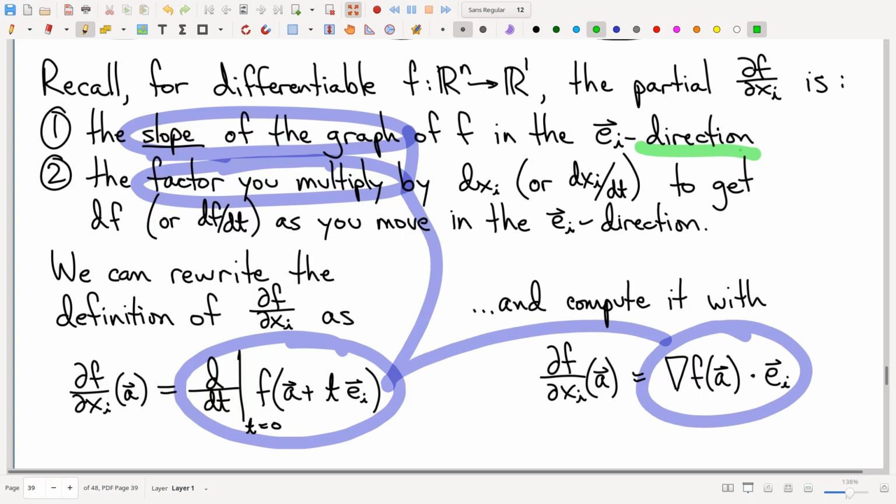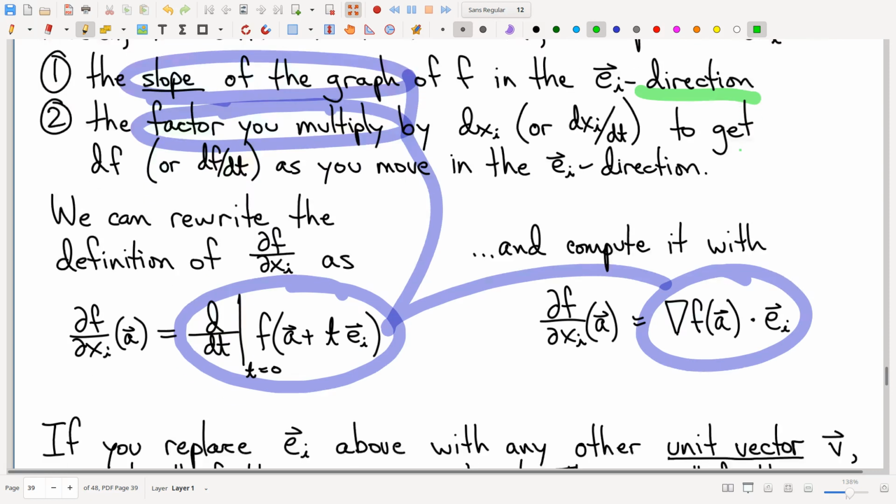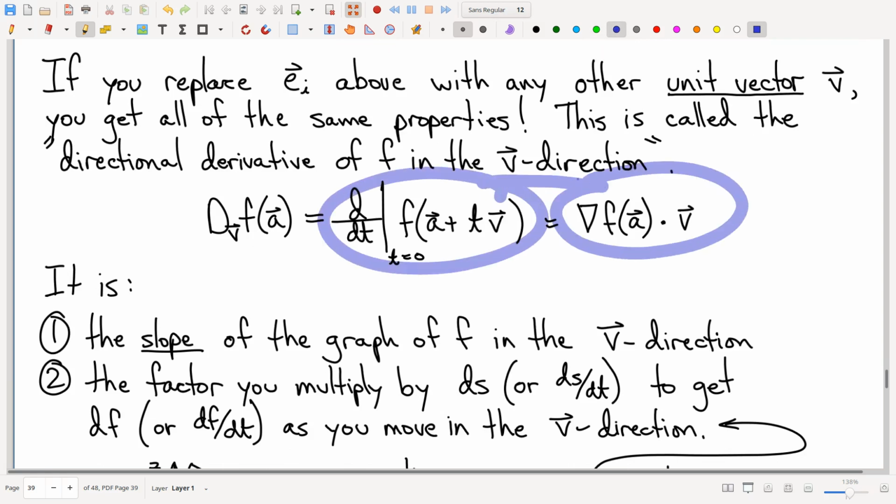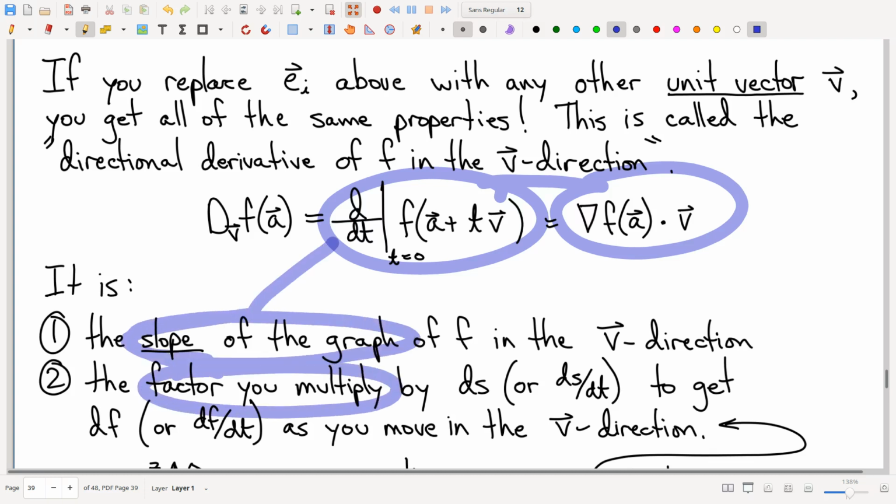Okay, all right, so that noted. By the way, this is 100% true. And these four things are still equal to each other. This expression and that expression, the same exact expressions I had above, slope of the graph, the factor that you multiply, these four things are all equal to each other no matter which direction you're looking in.